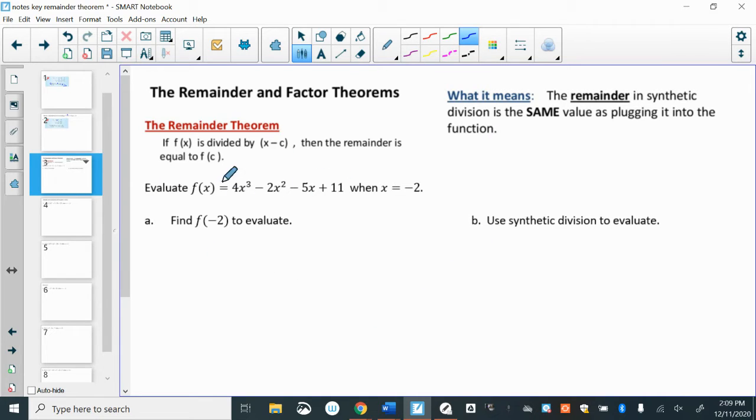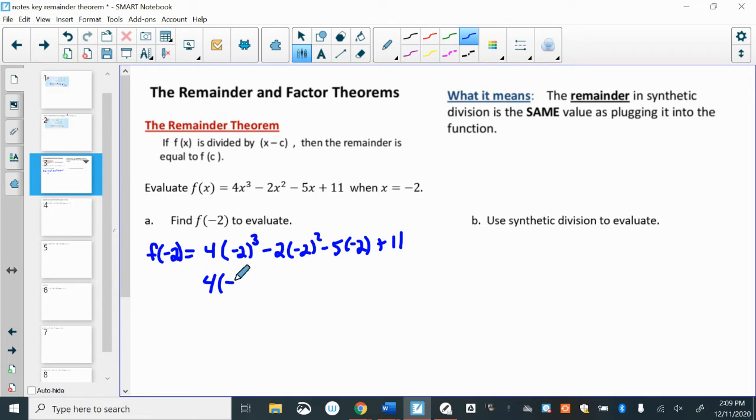I have an expression here, and I want to see what happens when x is -2. So this is the way you know how to do it right now. You would say f of -2 is equal to 4 times -2 cubed minus 2 times -2 squared minus 5 times -2 plus 11. And then you would start the evaluation.